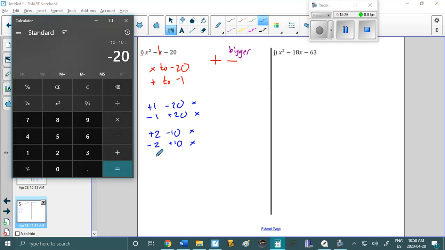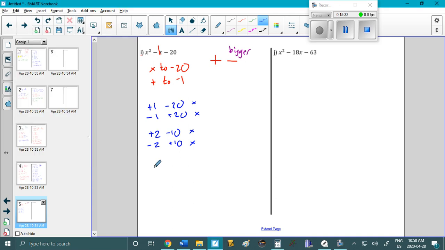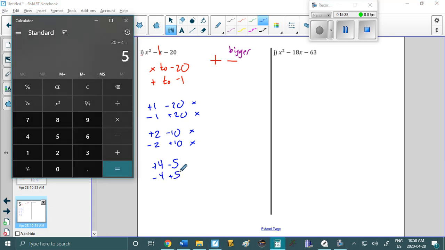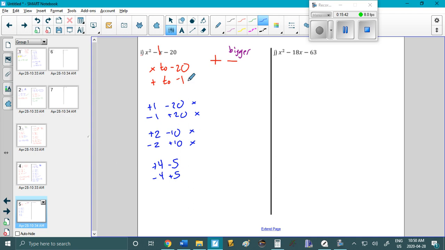20 divided by 3, I'll go to the calculator. Doesn't work. 20 divided by 4 is 5. So I either have plus 4 minus 5 or minus 4 plus 5. So plus 4 minus 5 is negative 1. Oh, that's what we want. So this is our answer. So it's x plus 4, x minus 5.